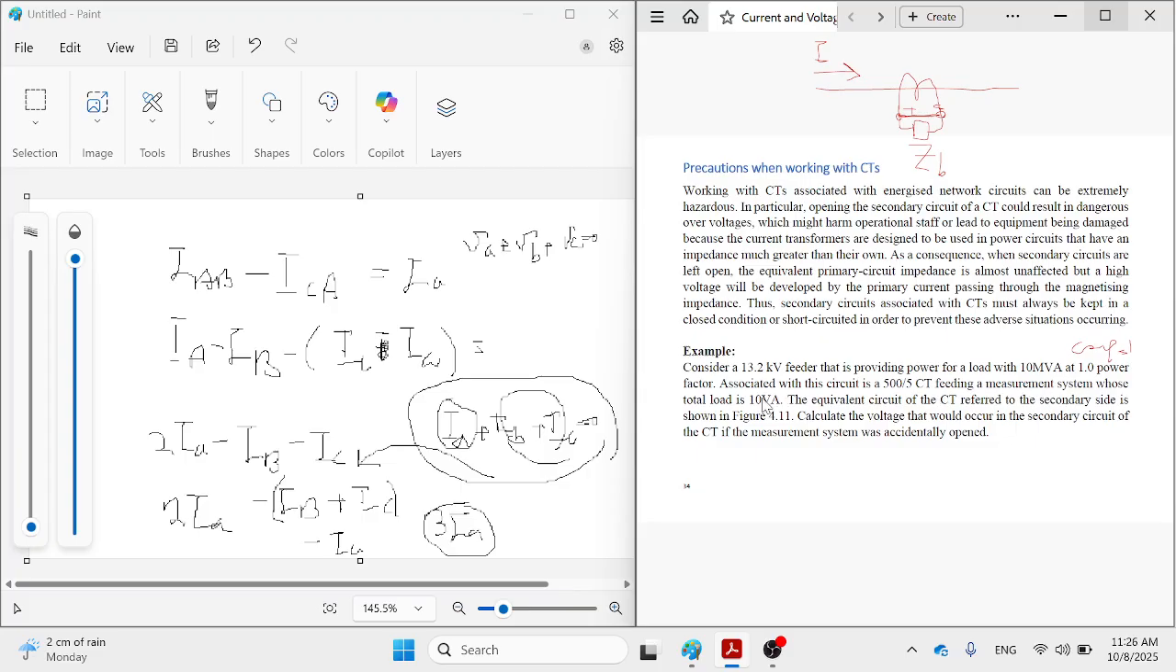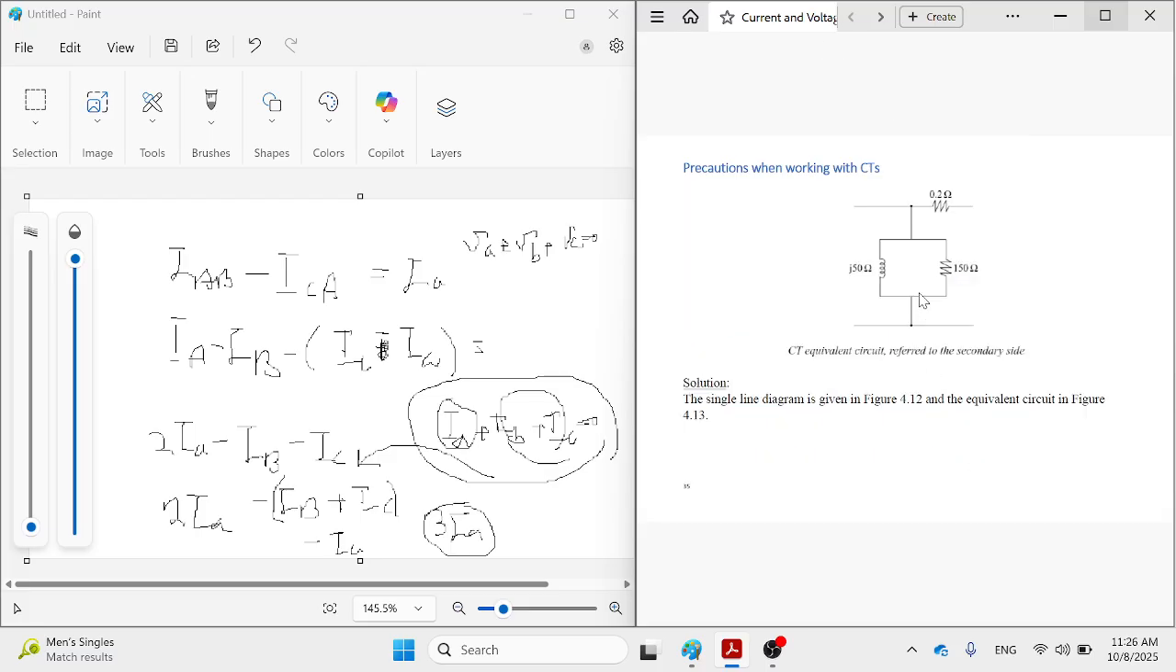Okay, and the total load of the CT, this is the burden. The burden of the CT is 10 volt amp. It's a small value, but it's considered for the CT. Then the equivalent circuit of the CT referred to the secondary side is given, and then calculate the voltage due to opening, or accidentally opening, the CT with or without the burden. Okay, just look at this one. The values are given to you.